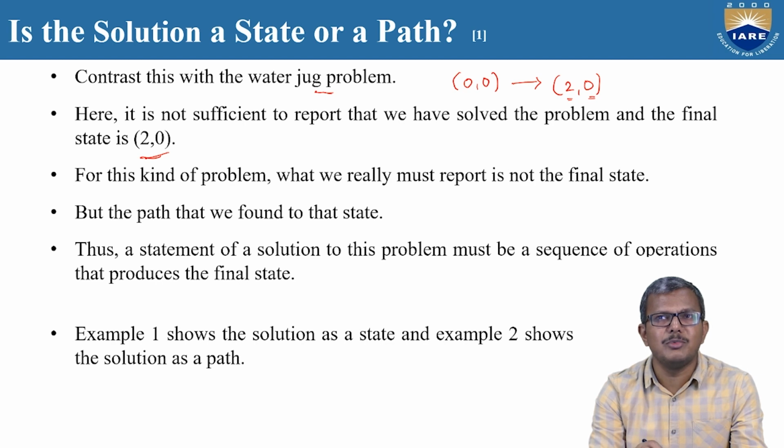Why? Because I am supposed to give the explanation. A path needs to be given. So how will the path be? If it is first 0, 0, so first what can you do?